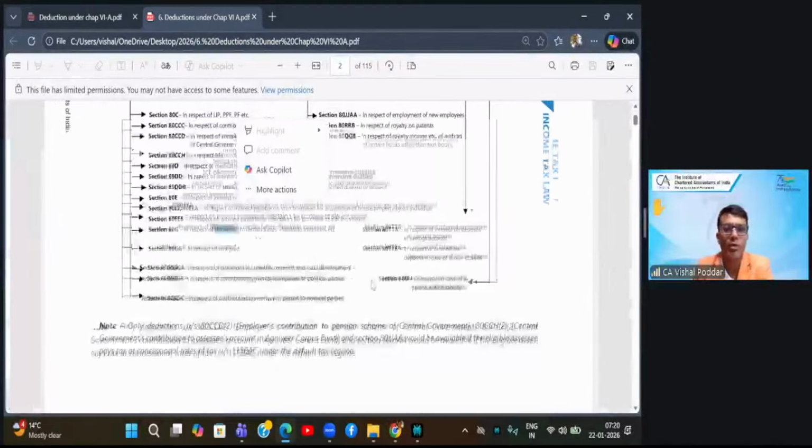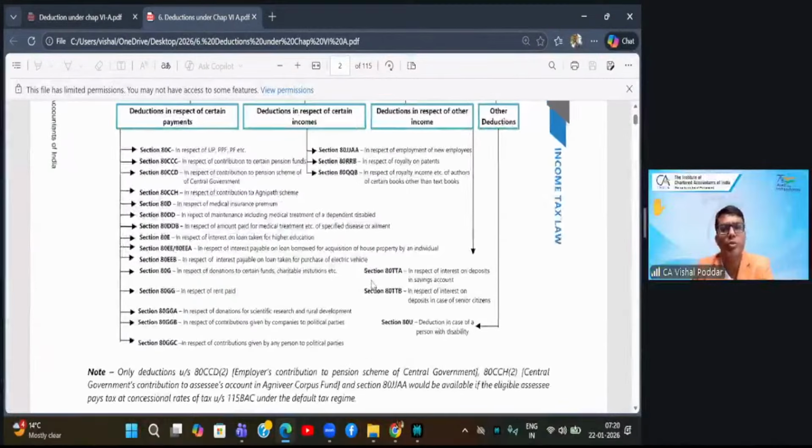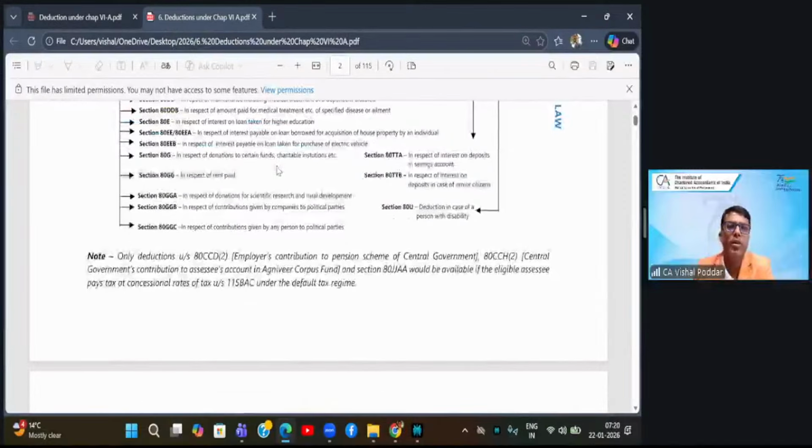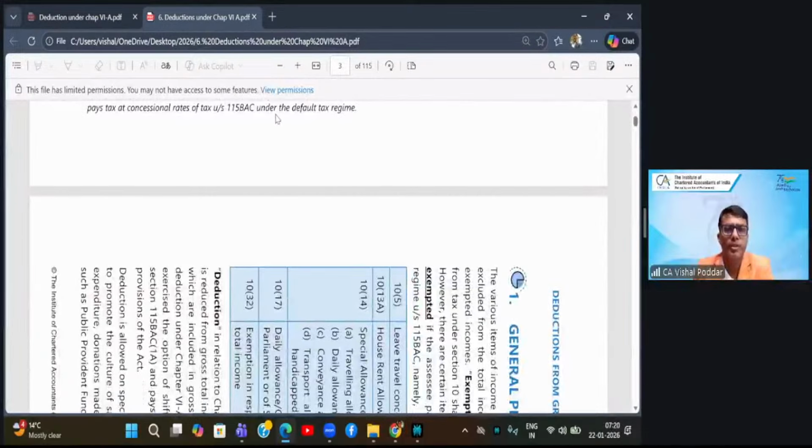These are the ones which I have created, which I used at the time of my exam preparations. You can devise your own. There's no compulsion that you should follow the ones which I'm telling you. But these are the ones which I have preferred, which have helped me remember these deductions even till date. Right? So this is how this whole chapter is.